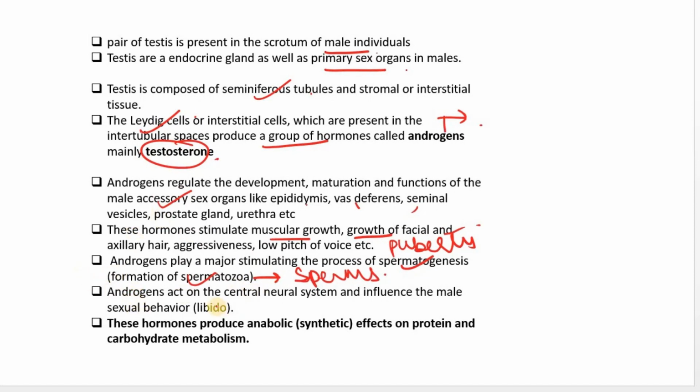Androgens mainly act on the central nervous system of the body and influence the male sexual behavior also known as libido. These hormones produce anabolic or synthetic effect on protein and carbohydrate metabolism.